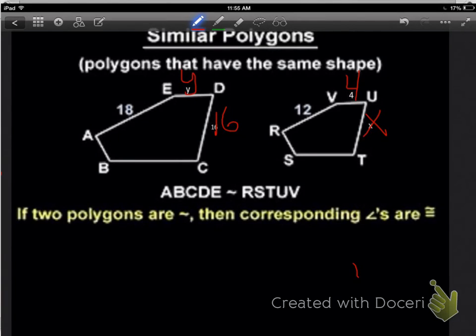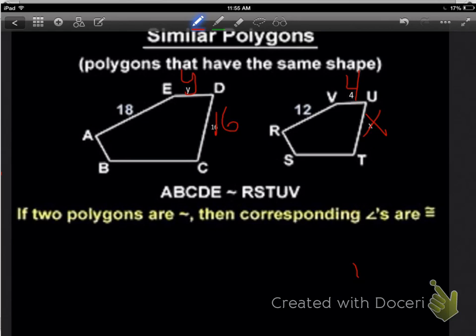Okay, we're given in this problem that the two polygons, ABCDE and RSTUV, are similar. So we know that the corresponding angles are congruent. We also know that the ratios of corresponding sides must be equal.